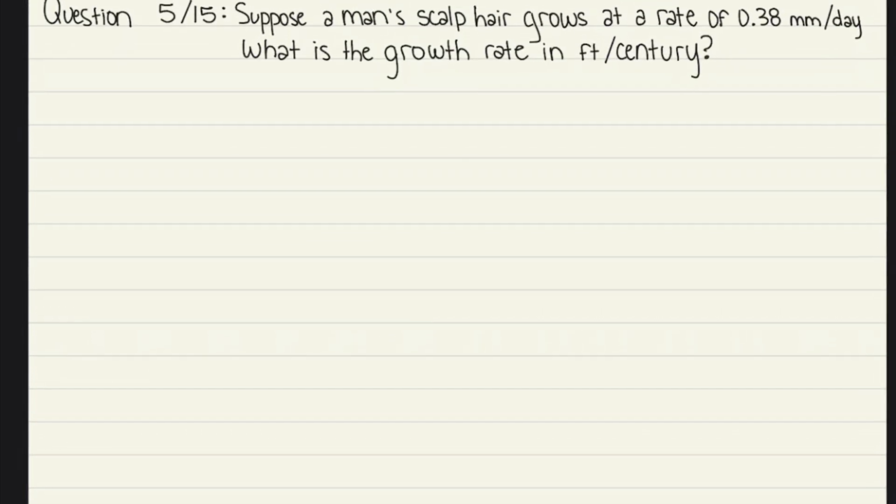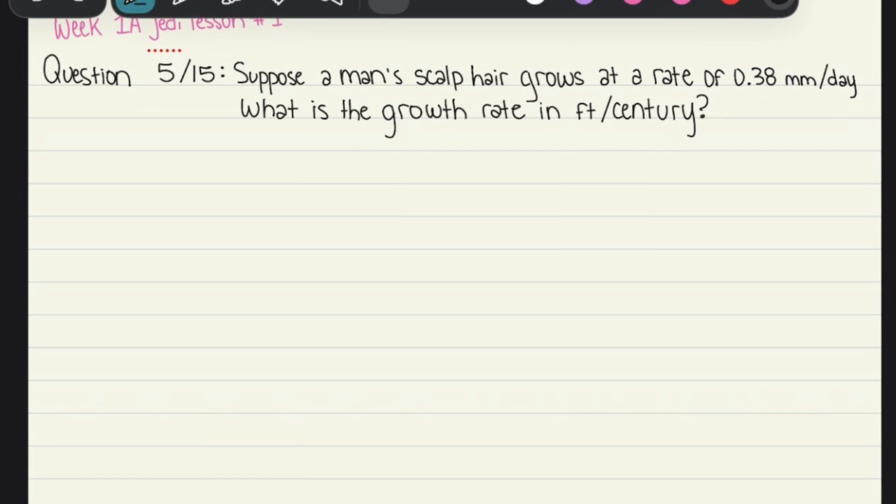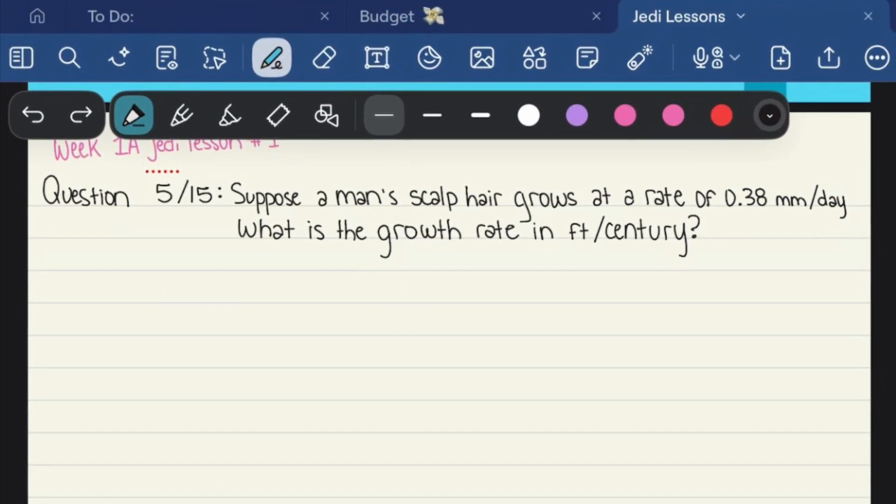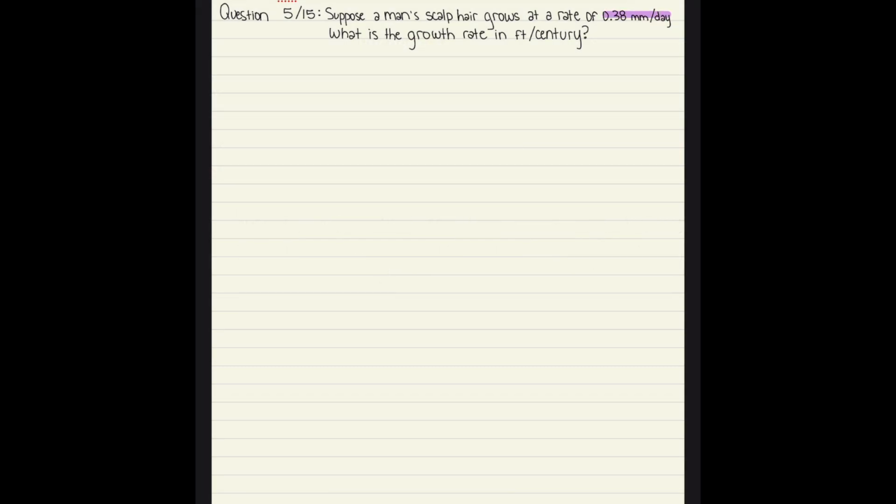It is question number 5, which says, suppose a man's scalp hair grows at a rate of 0.38 millimeters per day. What is the growth rate in feet per century? So first we start with what we're given, which is the growth rate of 0.38 millimeters per day, and we want to convert that to feet per century.